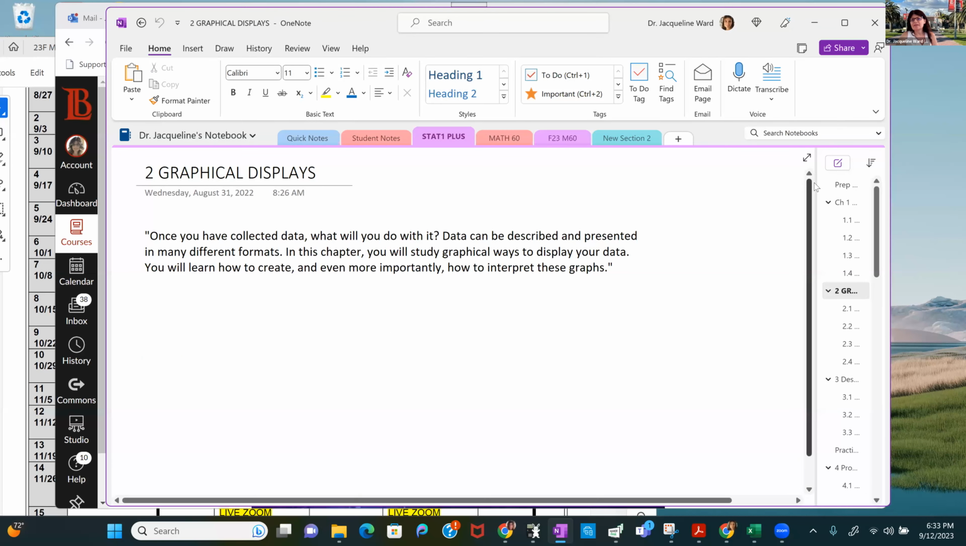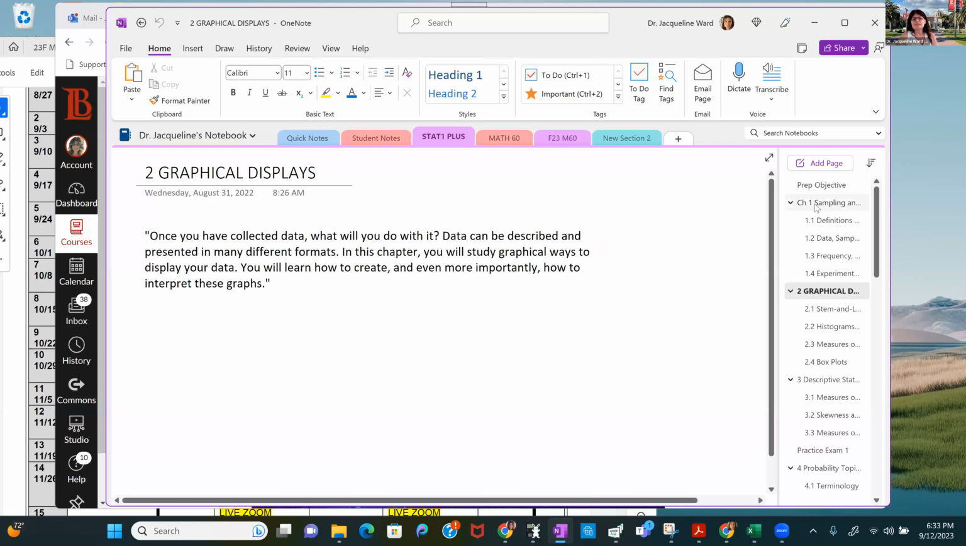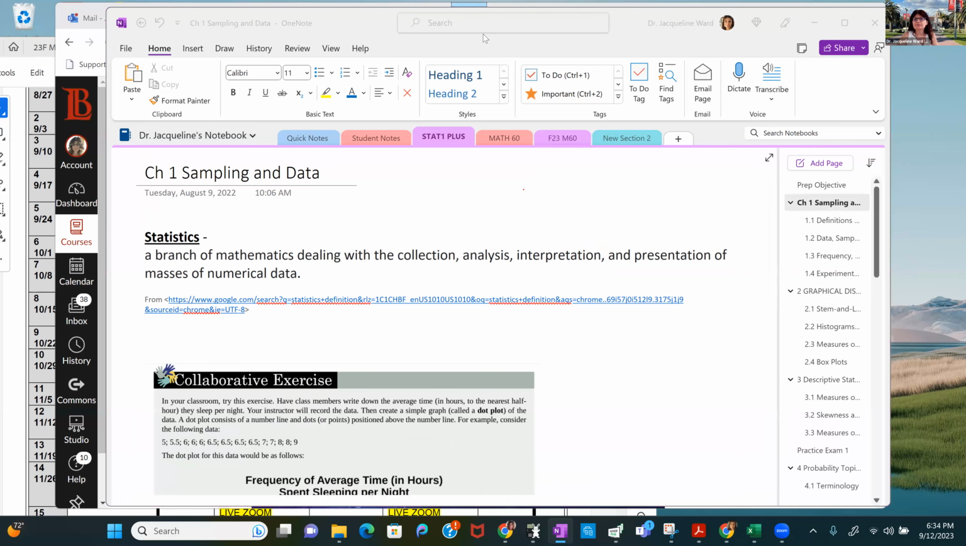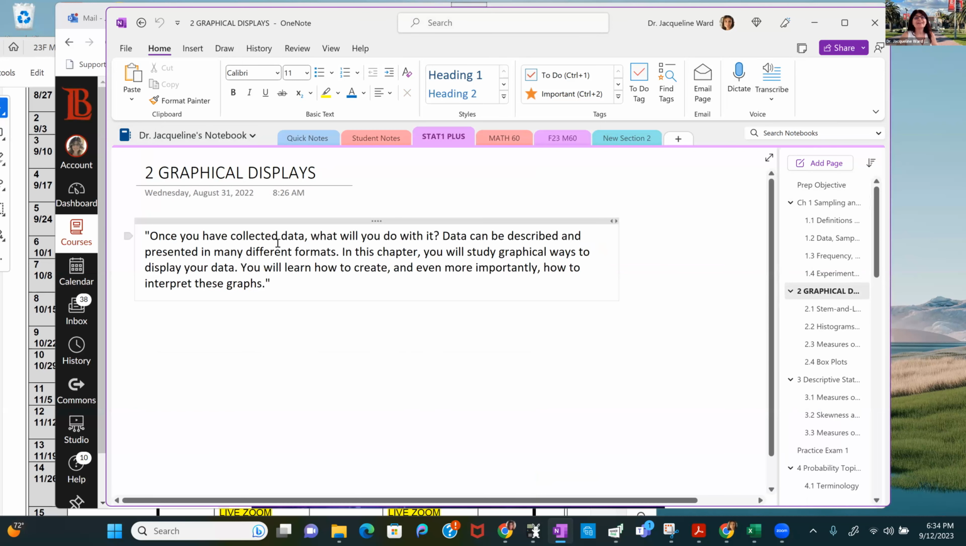So chapter two is on graphical displays. Just as a reminder, in chapter one, we looked at sampling and data. The idea is that we want to study a large population. It's too expensive, impractical, inconvenient, whatever, to study the entire population. So we take a sample, we collect that data. And now, once you've collected data, what will you do with it? Data can be described and presented in many different formats. And in chapter two, we're going to study graphical ways to display data. So you're going to learn how to create and how to interpret graphs.